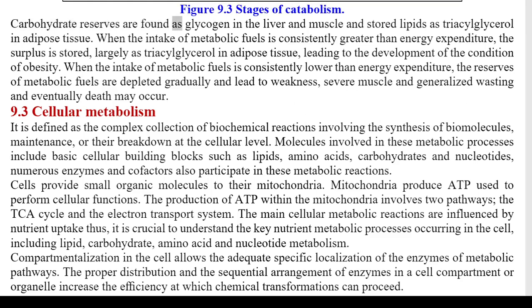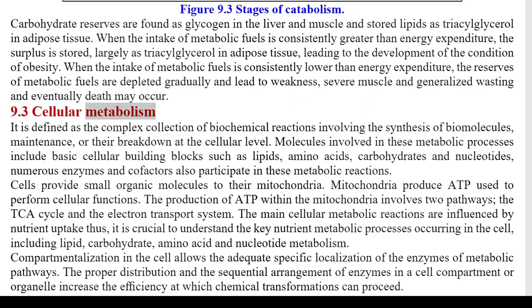Carbohydrate reserves are found as glycogen in the liver and muscle and stored lipids as triacylglycerol in adipose tissue. When the intake of metabolic fuels is consistently greater than energy expenditure, the surplus is stored, largely as triacylglycerol in adipose tissue, leading to the development of the condition of obesity. When the intake of metabolic fuels is consistently lower than energy expenditure, the reserves of metabolic fuels are depleted gradually and lead to weakness, severe muscle and generalized wasting, and eventually death may occur.